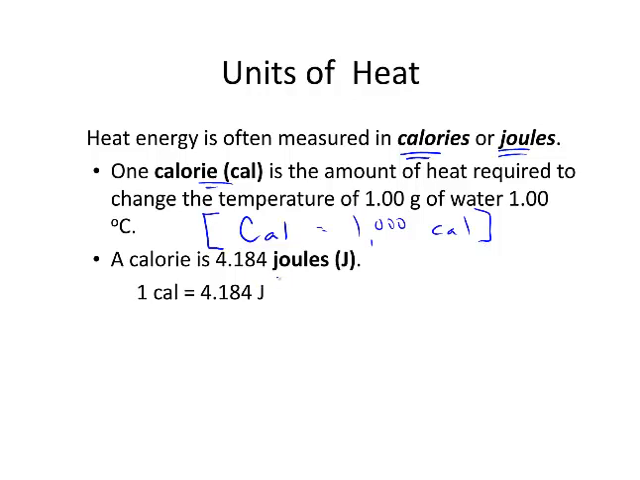The other term that is related is the term joules. And 1 calorie is equal to 4.184 joules. So if it takes 1 calorie to raise 1 gram of water 1 degree Celsius, it takes 4.184 joules to do the same thing, raise 1 gram of water by 1 degree Celsius.